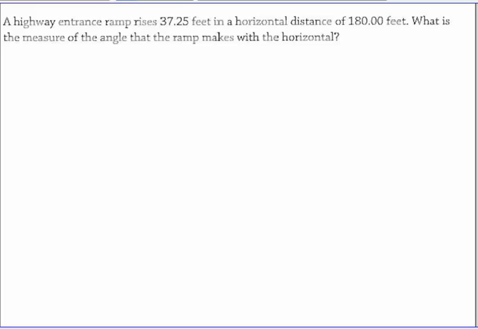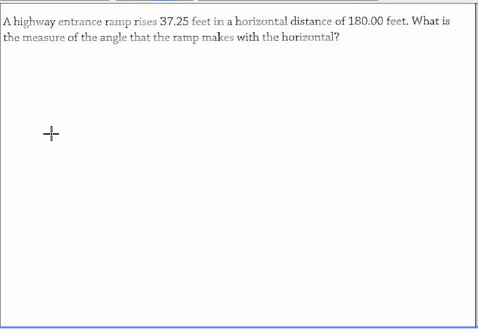Alright, a highway entrance ramp rises 37.25 feet in a horizontal distance of 180 feet. When it says that, it just means that it's a ramp, and the length of it is 180 and its height is 37.25. That's all it means. What is the measure of the angle that the ramp makes with the horizontal?